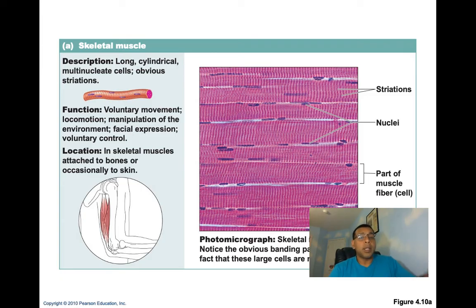Now, the function of skeletal muscle is it allows voluntary movement, locomotion, manipulation of the environment, facial expressions. And it's going to be under voluntary control. We voluntarily, consciously control skeletal muscle. Now the location: skeletal muscle cells are going to be found making up skeletal muscle. Skeletal muscle is going to be found attached to bones and occasionally to our skin, mostly to bone.